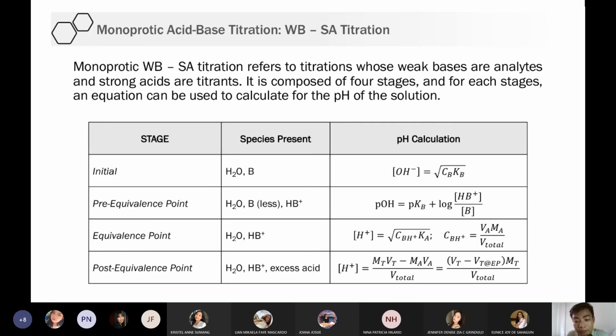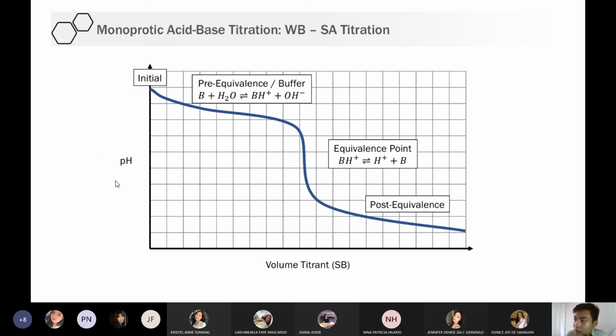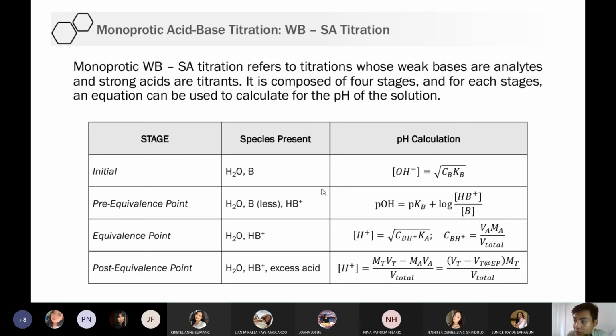And then, kapag weak base, strong acid naman, similar case, you have the base and the conjugate acid. So, you have the base here initially. When you add the acid, you will have the base and the conjugate acid pair. Ibig sabihin nun, may buffer region na naman tayo. So, kapag buffer region, you will use Henderson-Hasselbach equation. Okay.